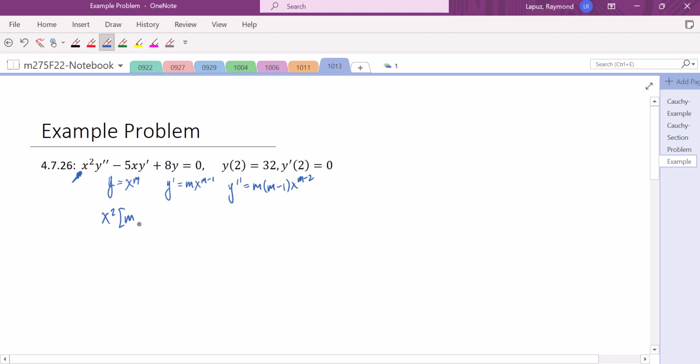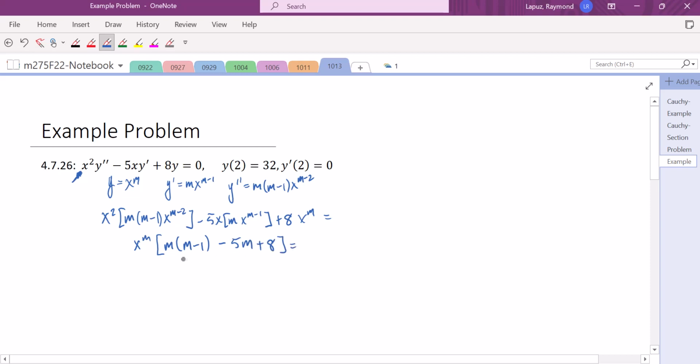So we have an x squared times y double prime, which is going to be m times m minus 1 x to the m minus 2, minus 5x times y prime, which is going to be m x to the m minus 1, plus 8 times y, which is just x to the m. Again, each term will have an x to the m, so all we would have left for the first term is m times m minus 1, and then for the second term we have a 5m, and then for the last term just an 8.